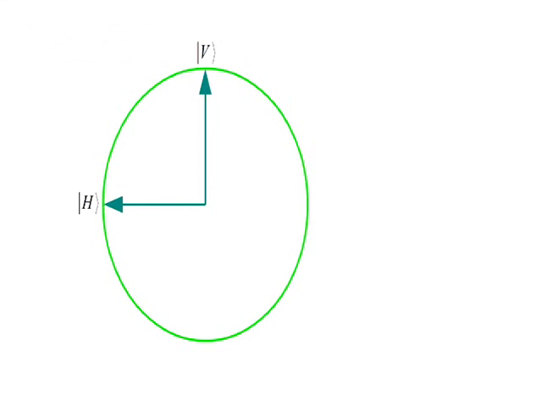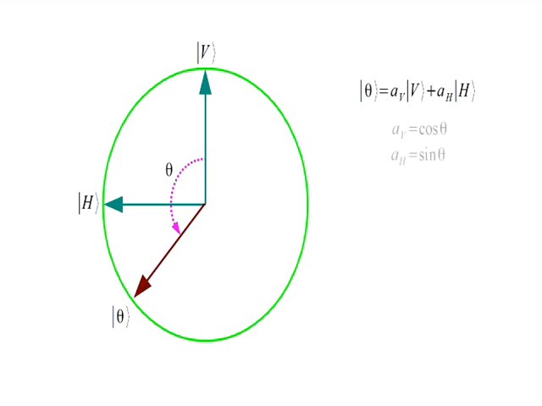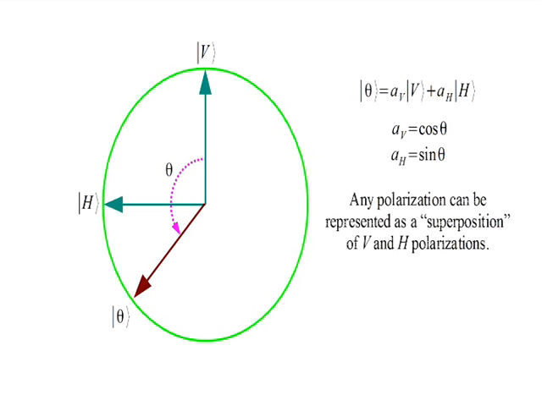By combining the V and H polarizations in different ways, we can produce a wave polarized at any angle theta. We simply need to add appropriately scaled V and H states. The scaling coefficients are the cosine and sine of the angle theta. We say that any polarization can be represented as a superposition of V and H polarizations. In this sense, we can think of there being two fundamental polarizations, the V and H states, and that these form a basis for all possible polarizations.